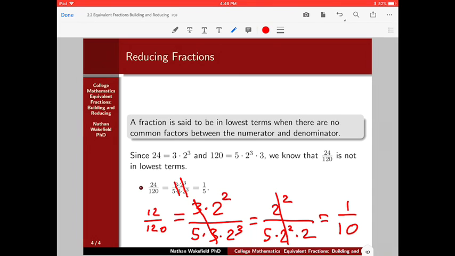So this is how you reduce fractions. And this will become important whenever we work with fractions. It's just easier to work with reduced fractions. There's no rule that says we have to reduce every fraction we see, but it is easier to work with reduced fractions.